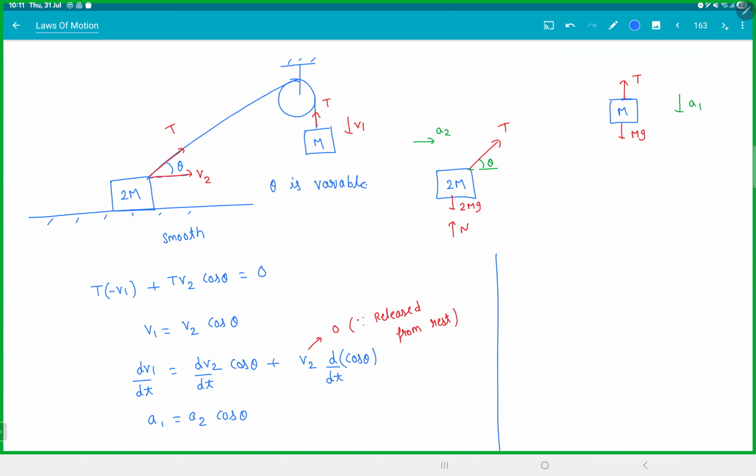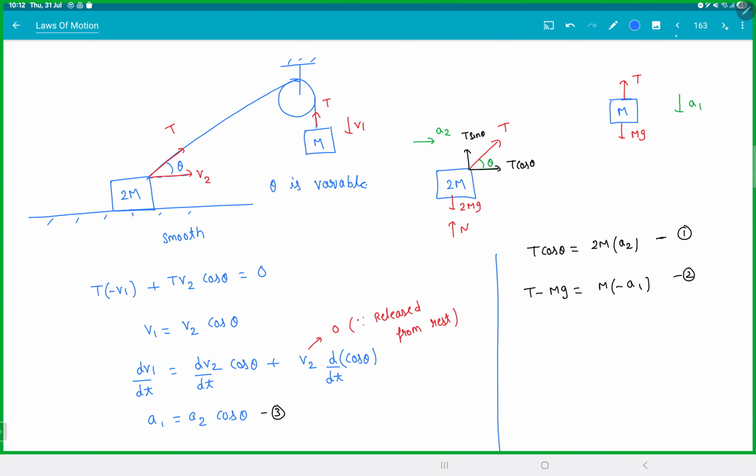So resolve the forces in the horizontal. T cos theta, T sin theta, and then write your equations. T cos theta will be mass into acceleration. Here, T minus mg is equal to mass into acceleration. This is your equation 1, equation 2, and equation 3. Solve all of them. You'll get an answer.